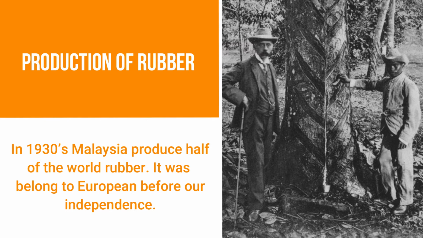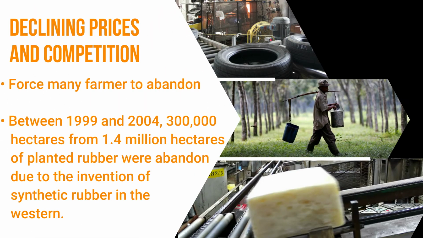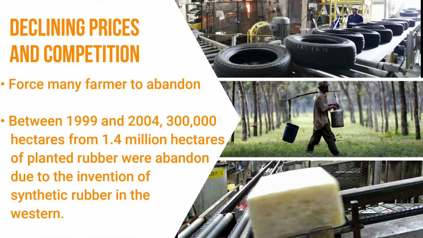Before independence the production belonged to the Europeans before switching to Malaysia. Declining prices and competition forced many farmers to abandon it. Between 1999 and 2004, 300,000 hectares from 1.4 million hectares of planted rubber were abandoned due to the invention of synthetic rubber in the West.